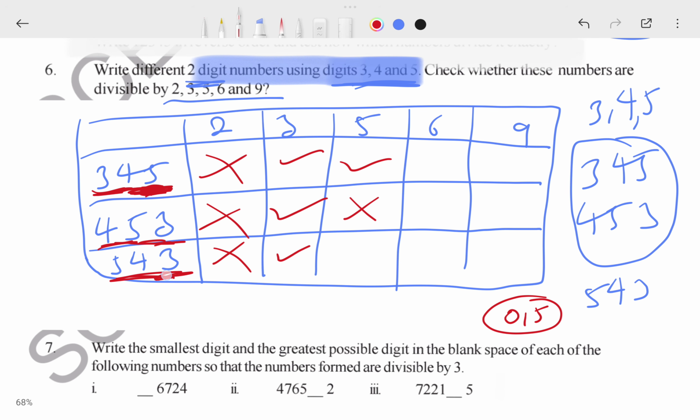Okay, here the end number is 3, so it means that it is not going to be divided by 5. Okay, now let's check another one.